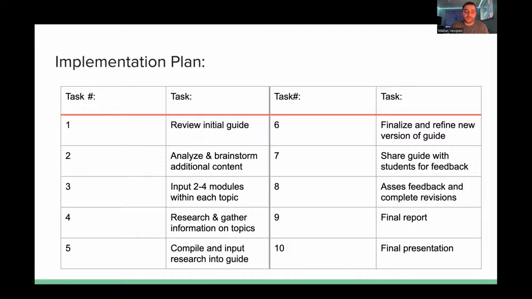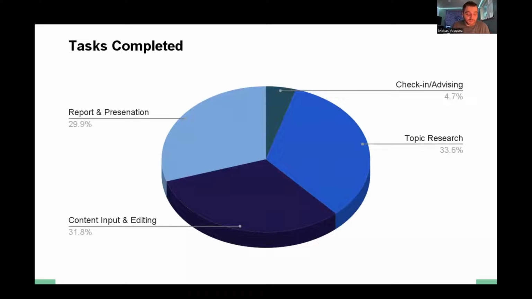Admittedly, steps 8 and 9 probably could have been reversed due to the circumstances that led to this delayed presentation. But nonetheless, moving into tasks completed, I essentially broke it down into 4 different sections. First off, we have check-in and advising, topic research, content inputting and editing, and then report and presentation. As you can see, topic research was the most time-consuming element of this project. But overall, there was a pretty balanced workload between the 3 major categories.